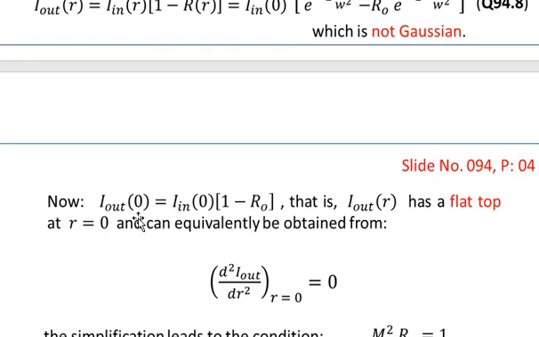Now I_out of 0, that is I_out at the value of r equal to 0, is equal to I_in at r equal to 0 multiplied by 1 minus r naught. That is, I_out of r has a flat top at r equal to 0, because this expression gives you a constant value independent of the value of r. That is, at the center of the mirror, you have a constant value. So we can say that I_out of r has a flat top at r equal to 0 and can equivalently be obtained from the following.